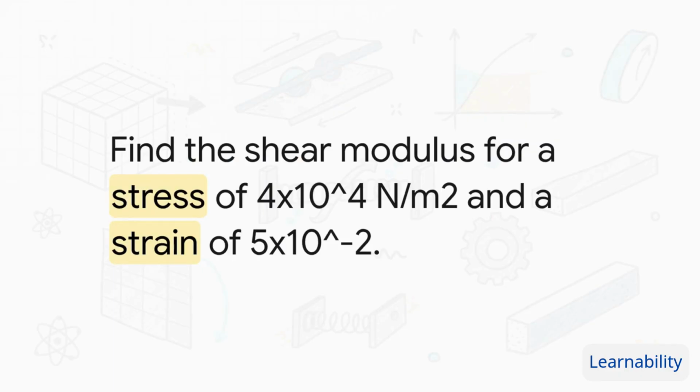Let's plug some real-world numbers into this moving system. Imagine we're actively testing a sample in a lab. We apply a shear stress of 4 × 10^4 newtons per square meter. In response to that stress, the material deforms right before our eyes, giving us a measured shear strain of 5 × 10^-2.